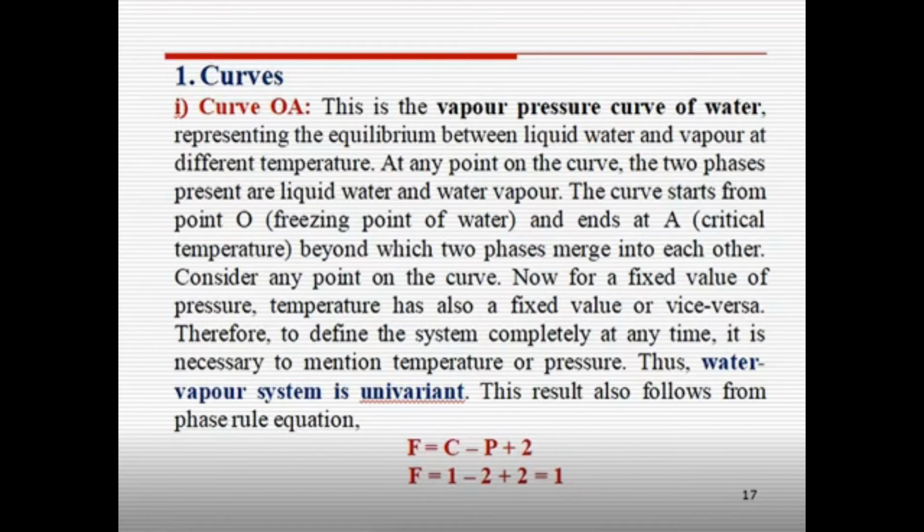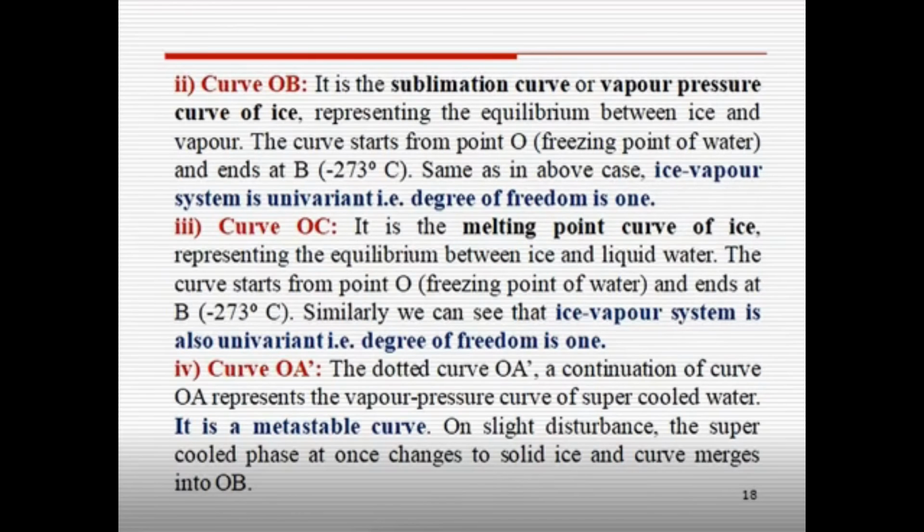Now consider any point on the curve. For a fixed value of temperature, pressure also has a fixed value, or vice versa. Therefore, to define the system completely, we require only one variable, either temperature or pressure. Thus, this system, that is the water vapor system, is univariant. The same result follows from the phase rule equation. F is equal to C minus P plus 2. C is 1. Number of phases is 2. So degrees of freedom will be 1. Thus, this curve is a univariant system.